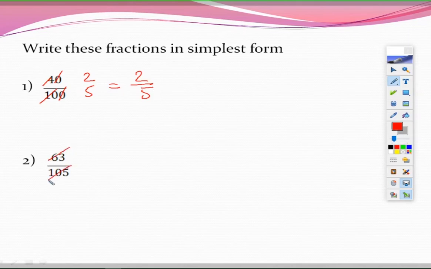Now just try to reduce it. It is 21 and this is 35. Now you can see 21 by 35 is the multiple of 7. The common factor between them is 7. So reduce it. It becomes 3 by 5. 7 3s are 21. 7 5s are 35. So 63 by 105, when reduced to the simplest form, it becomes 3 by 5.